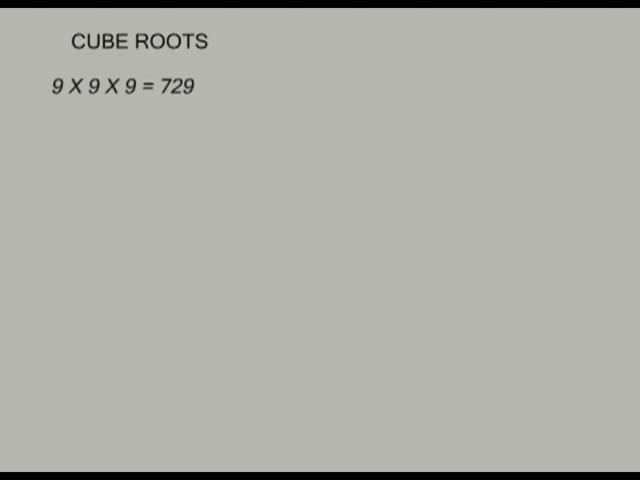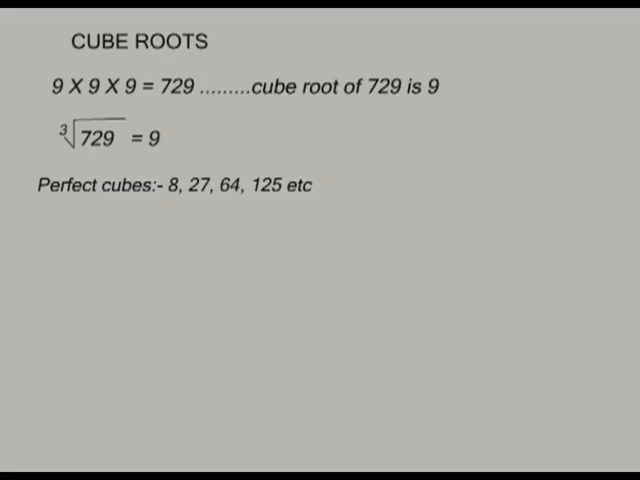Next, we move to cube roots of numbers. A cube root is simply that number you multiply by itself 3 times to get the cube. And so if 9 times 9 times 9 is 729, then the cube root of 729 is 9. This is represented like this. Numbers that have whole numbers as cube roots are perfect cubes, like 8, 27, 64, and so on. Most numbers, however, are not perfect cubes, but that does not mean they do not have cube roots.